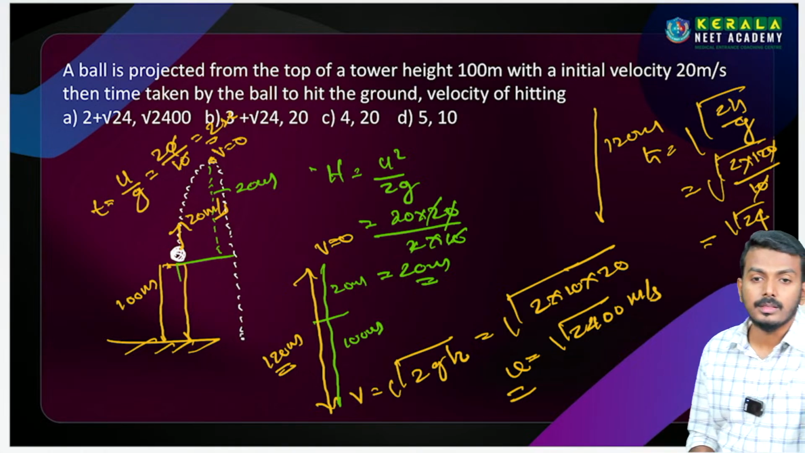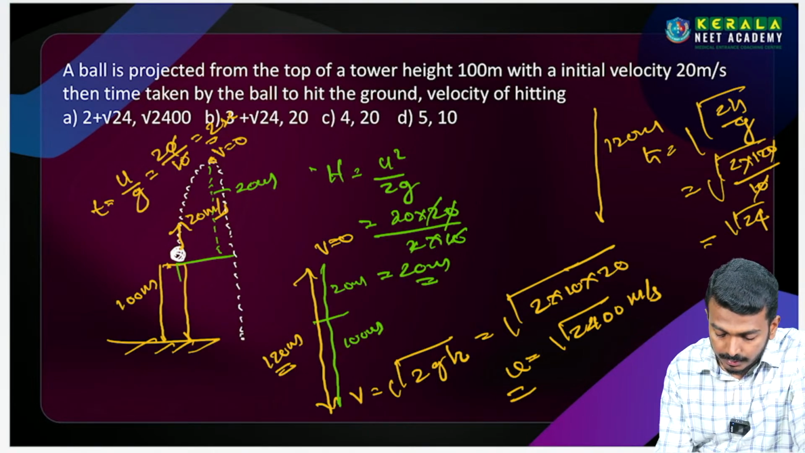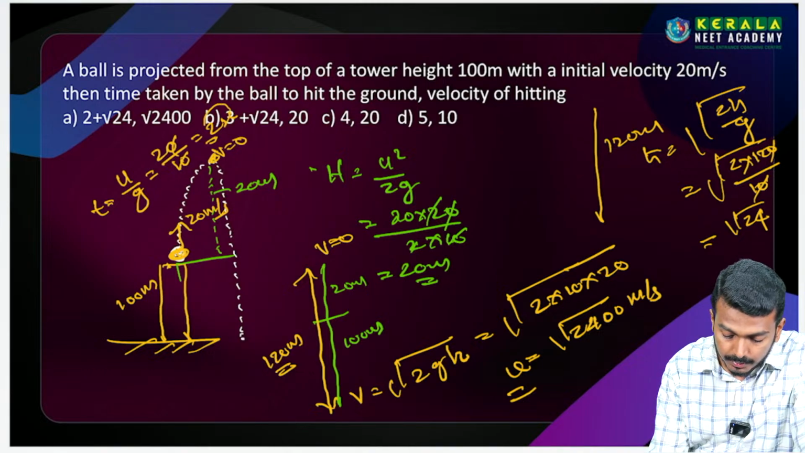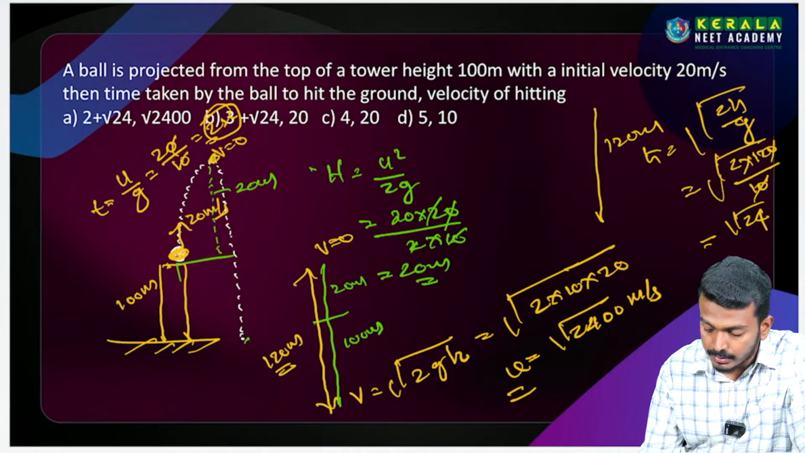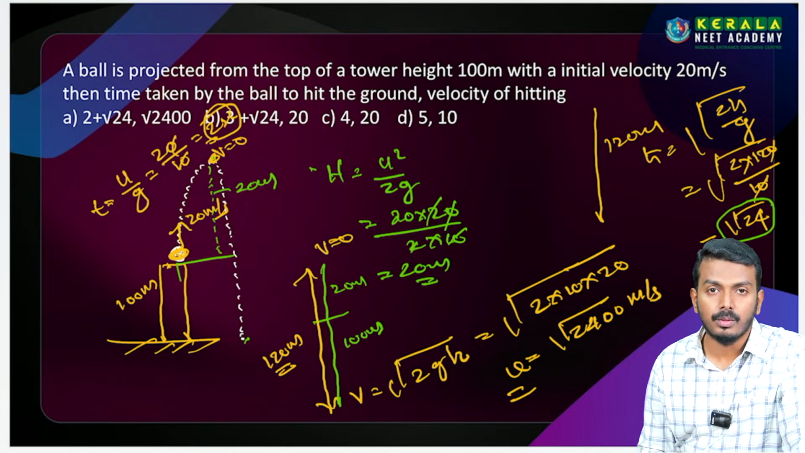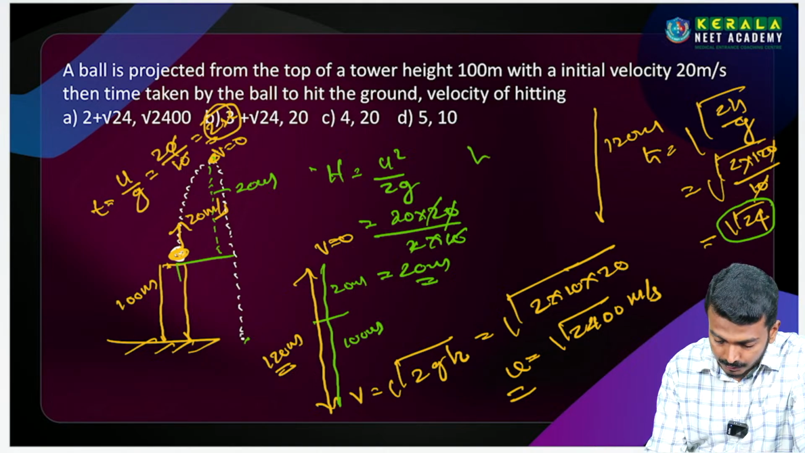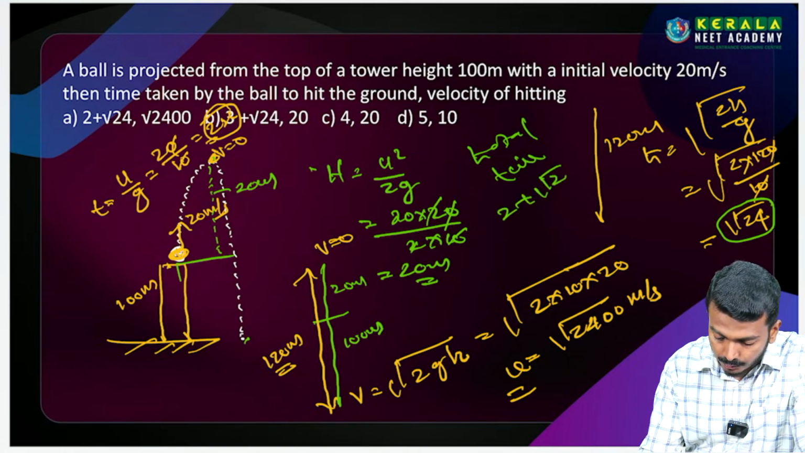But actually the question is time of flight. When taking the time of flight, in this total journey, how much time is taken to go from the initial position to the topmost position? Already 2 seconds. From the topmost position to the bottom position, root 24 seconds is taken. What is the total time? Total time is equal to 2 plus root 24.